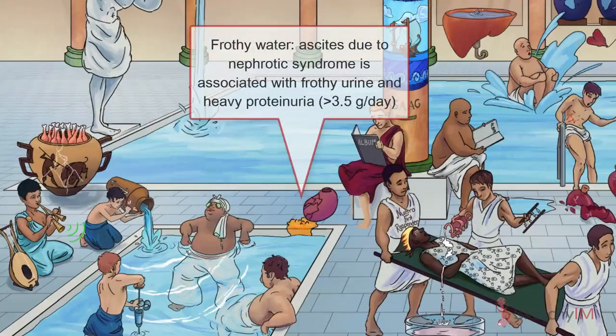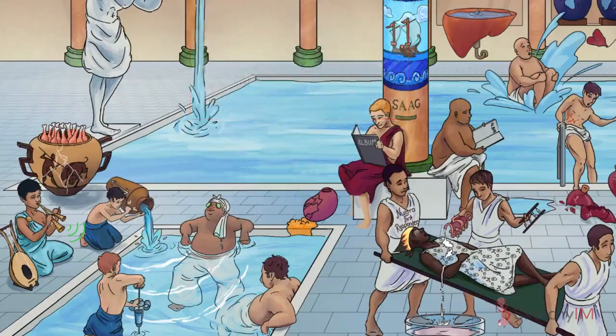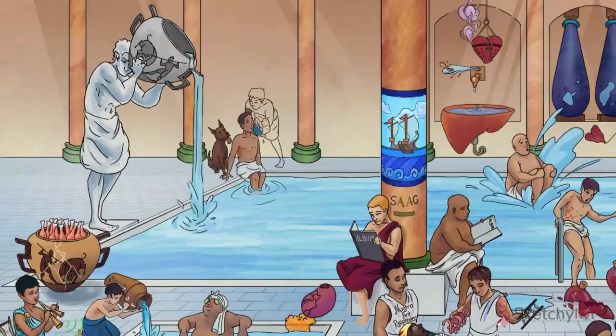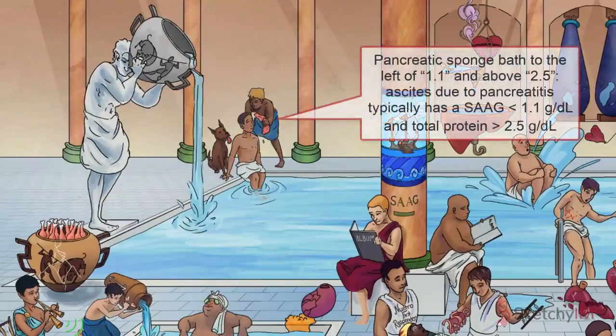Patients with nephrotic syndrome have a protein level in their 24-hour urine collection greater than 3.5 grams, and patients usually undergo a renal biopsy to determine the specific cause. For more details on the clinical manifestations and diagnosis of nephrotic syndrome, check out our dedicated sketch in the nephrology chapter. Ascites can also occur in the setting of pancreatitis, which at Sketchy is always depicted with a leaky pancreas sponge.